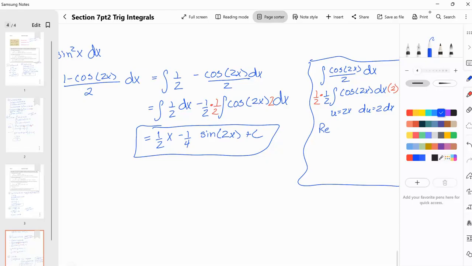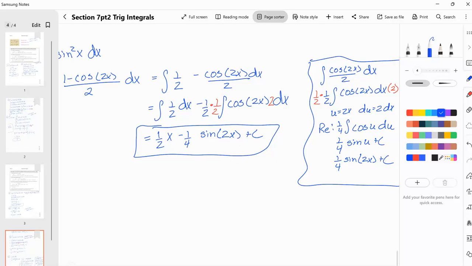And then when we do our rewrite, we're going to have 1/4 the integral of cosine of u du. And when we integrate, we're going to get sine of u. And then when you substitute back in, you're going to have 1/4 sine of 2x. So you can see where that's coming from. So if you need to write them out, that's perfectly fine. Write them out. If you don't need to, that's okay too.